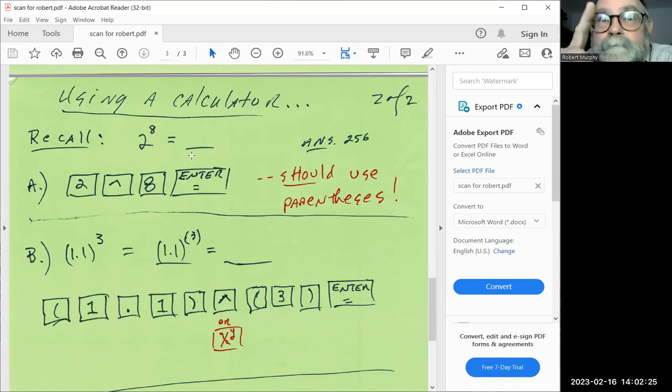Now, here's where everything goes sideways, and that is we really need to use parentheses. Even that goofy little problem, you should use parentheses. And notice how I used one of the original problems, 1.1 to the 3rd power. This is our first real calculator problem, okay? And I even wrapped the 3 in parentheses.